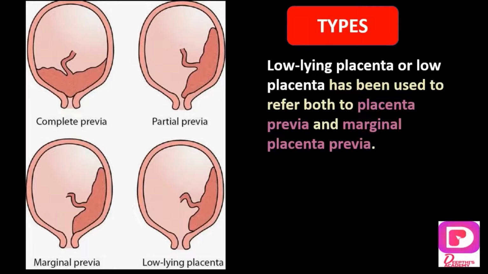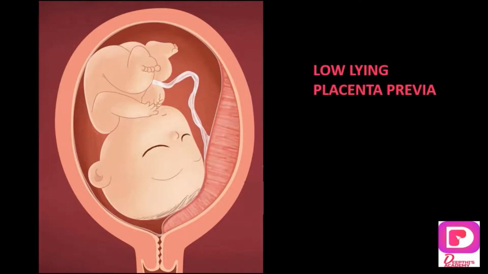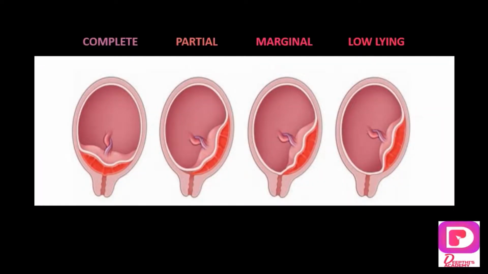We have another type of placenta previa. It's called low-lying placenta or low placenta, which has been used to refer to both placenta previa and marginal placenta. Low-lying placenta occurs when the placenta extends into the lower uterine segment and its edge lies too close to the internal os of the cervix without covering it. The term is usually applied when the placental edge is within 0.5 to 5 cm of the internal cervical os. Some alternately give the term when the placental edge is within 2 cm from the internal cervical os.